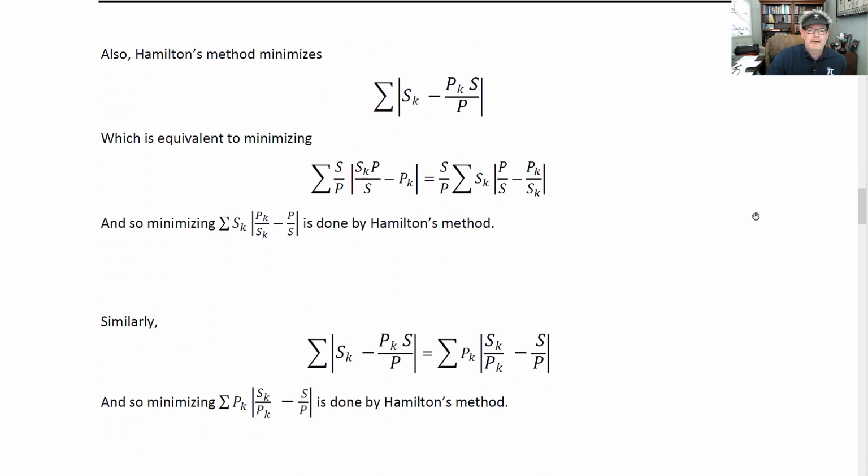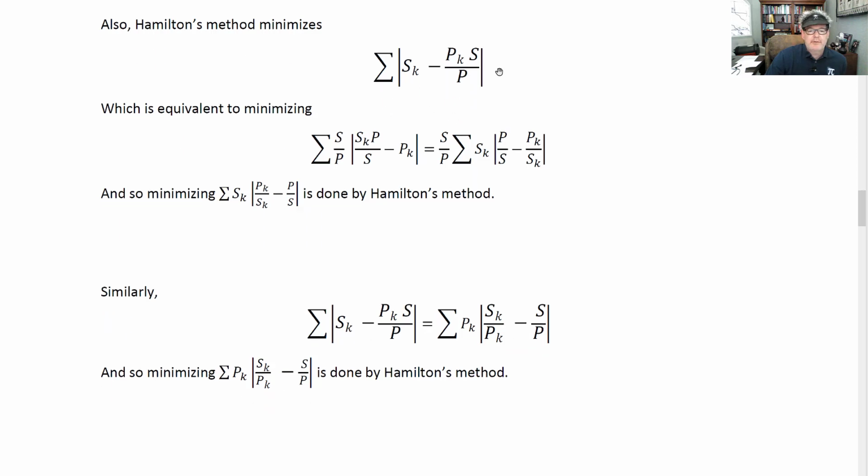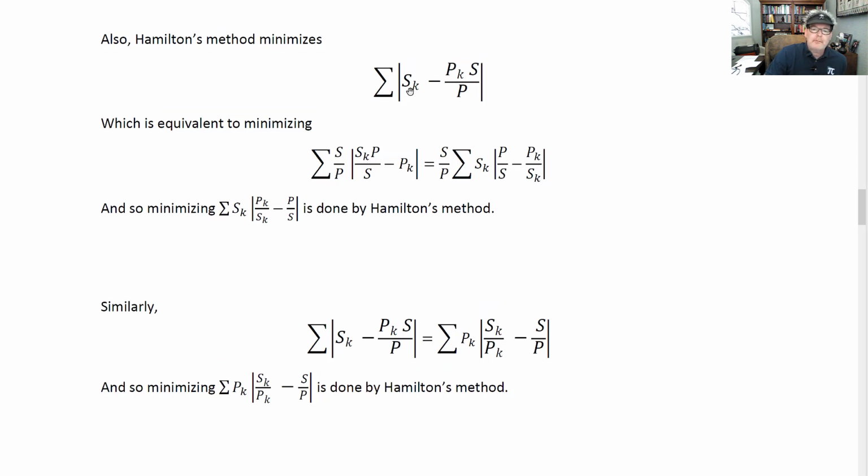And then this is what it's advertised that Hamilton minimizes. And again, with some math, actually the second one's easier. Let's look at the second one. The second one, you just factor out PK, then you get this SK over PK minus S over P. Right? So if you factor out PK, you can see this. So if Hamilton minimizes this, it'll minimize this, as I showed, or we saw. A little harder.